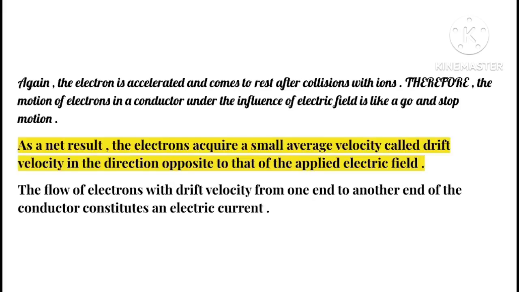Then again the electrons get accelerated, again the collisions occur, and again they come to rest. Therefore we can conclude that the motion of electrons in a conductor under the influence of the electric field is like a go and stop motion. As a result, the electrons acquire a small average velocity, which we call the drift velocity, in which the electrons get drifted from one portion to another, but always in the direction opposite to that of the applied electric field. Flow of electrons with drift velocity from one end to the other end of the conductor makes an electric current in a conductor.